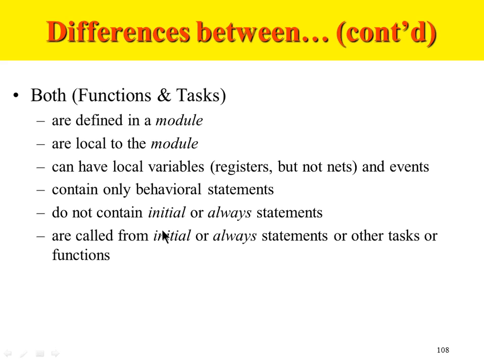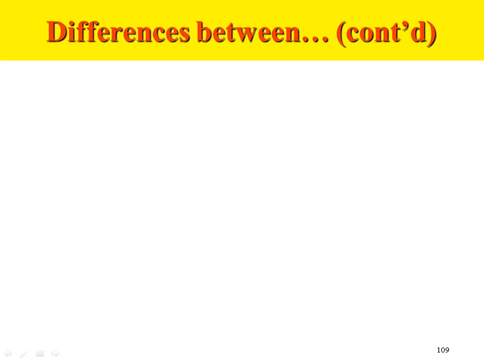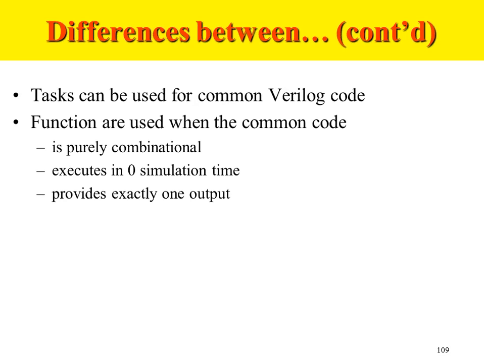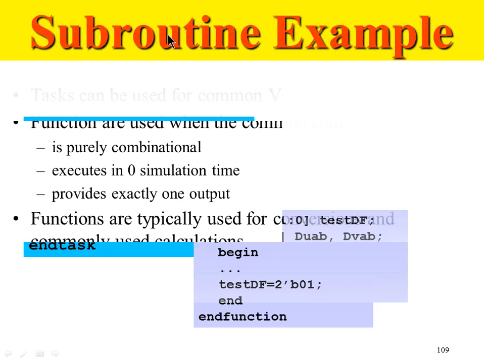A task and a function cannot contain initial or always statements. They are called from initial or always statements or other tasks and functions. So there is no initial or always block inside a function or a task. But an initial or always block can actually call a task or a function. The other way around is not allowed. Inside the always block, for example, I can call a task to execute certain logic. So task can be used for anything, there are no limitations on task.